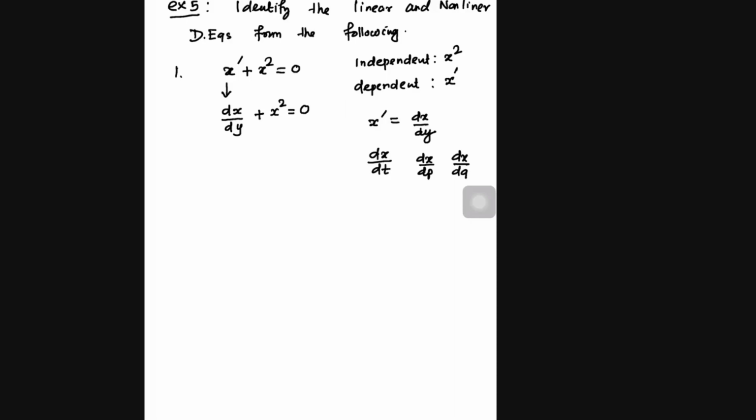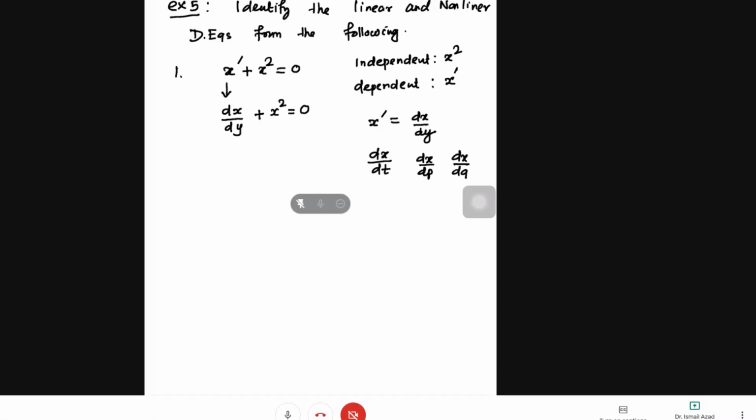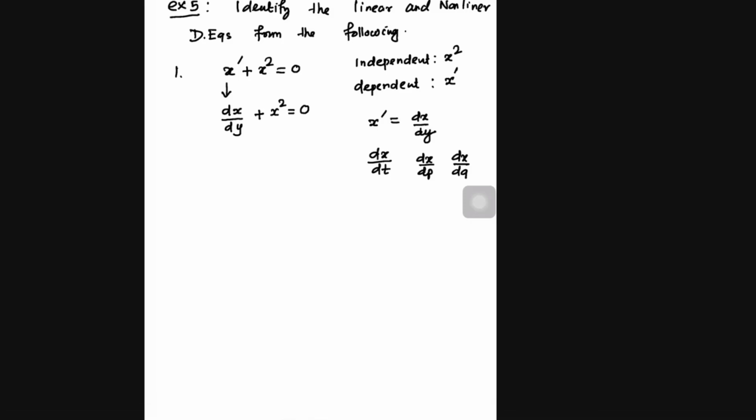So here the answer is, let me tell you. You can choose anything because it is not mentioned whether you will take y or p or q or t. Clear? So you are free to choose for x dash. So your equation, if I go with you, is this, the equation in full form. Now tell me what is the dependent variable and what is the independent variable.